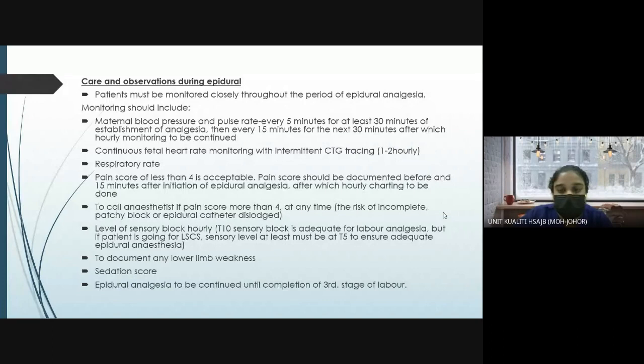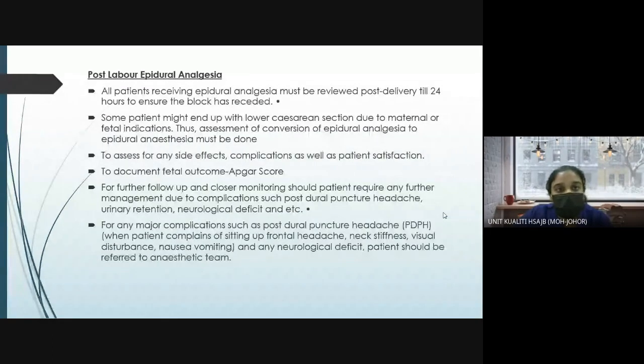Post-labor epidural analgesia: all patients receiving epidural anesthesia must be reviewed post-delivery till 24 hours to ensure the block has receded. Some patients may end up in lower segment cesarean section due to maternal or fetal indication. Thus, assessment of conversion of epidural analgesia to epidural anesthesia or spinal must be done. To assess for any side effects, complications, as well as patient satisfaction, document the fetal APGAR score, and further follow-up and closer monitoring should be paid.